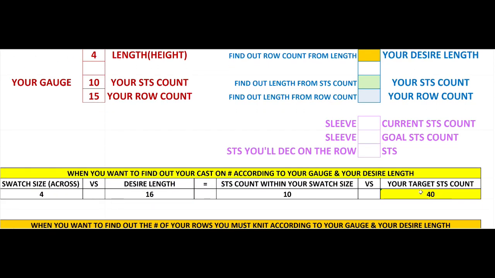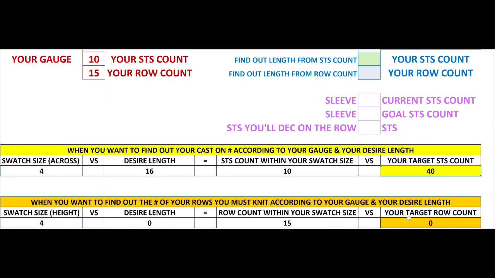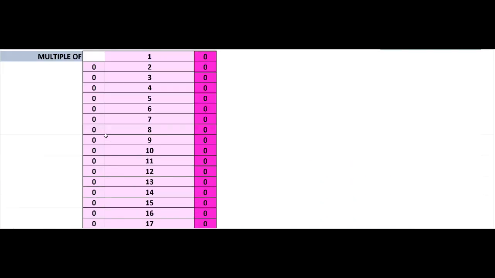And this is the yellow section, go down. Yellow section, 40. So if you want to start 16 inch, you need to have at least 40 stitch count. However, let's go down, and this pink section, multiple of whatever number. So I want you to pick the number multiple of 12. So I want you to put 12 here, and enter. There you go. Those are the numbers multiple of 12. And my number was 40. So either 36 or 48 to get close to your target number. And I am going to use this 48. This is my cast on number.